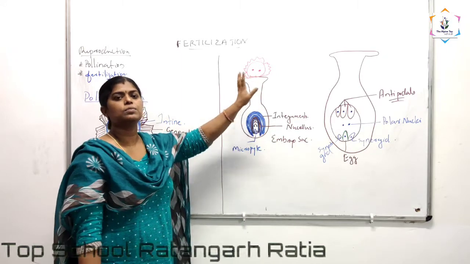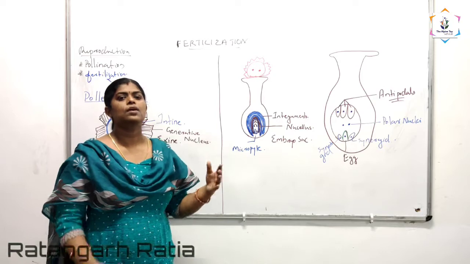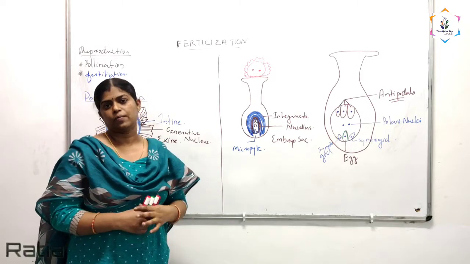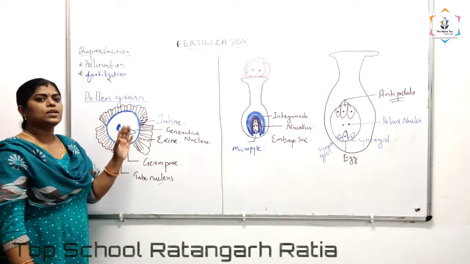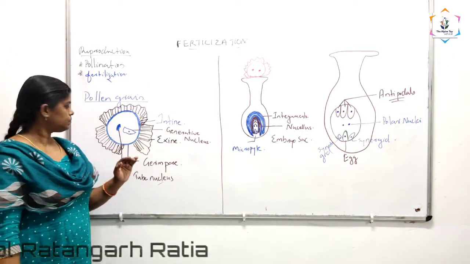What do you mean by pollination? Pollination means the transfer of pollen grain from the anther to the stigma. That is known as pollination. That has been done. So let us see the structure of a pollen grain.